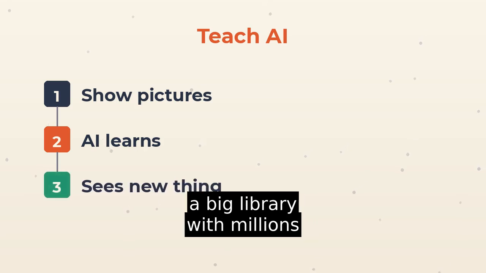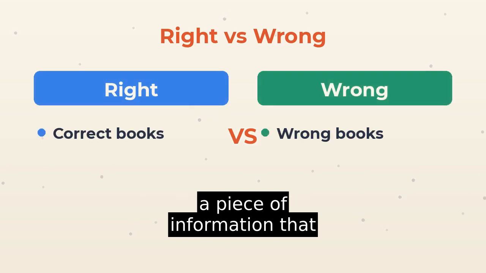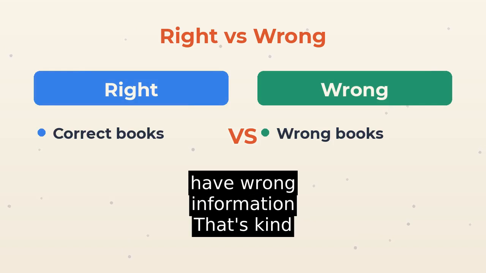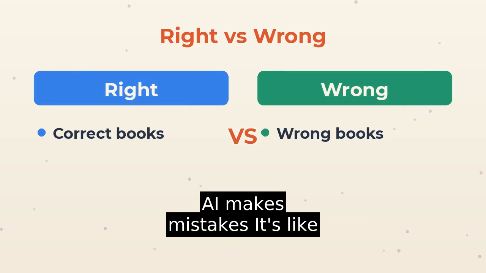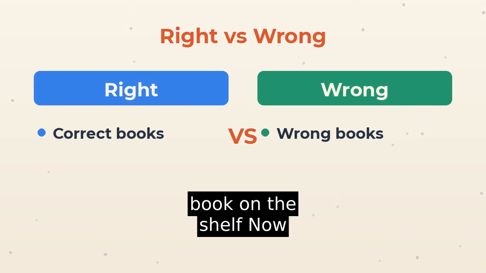Think of AI like a big library with millions of books. Each book represents a piece of information that AI has learned. But what if some of those books have wrong information? That's kind of like what happens when AI makes mistakes. It's like the librarian put the wrong book on the shelf.